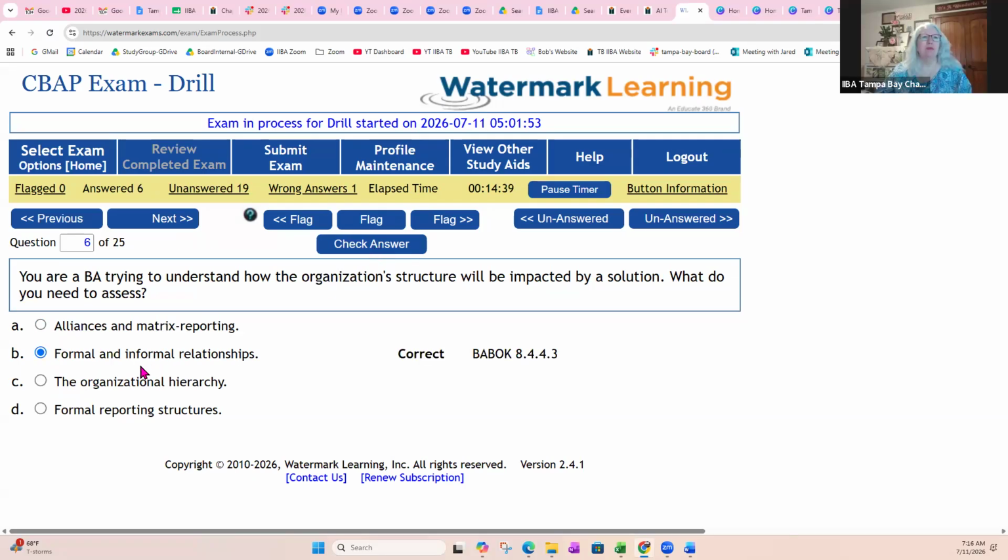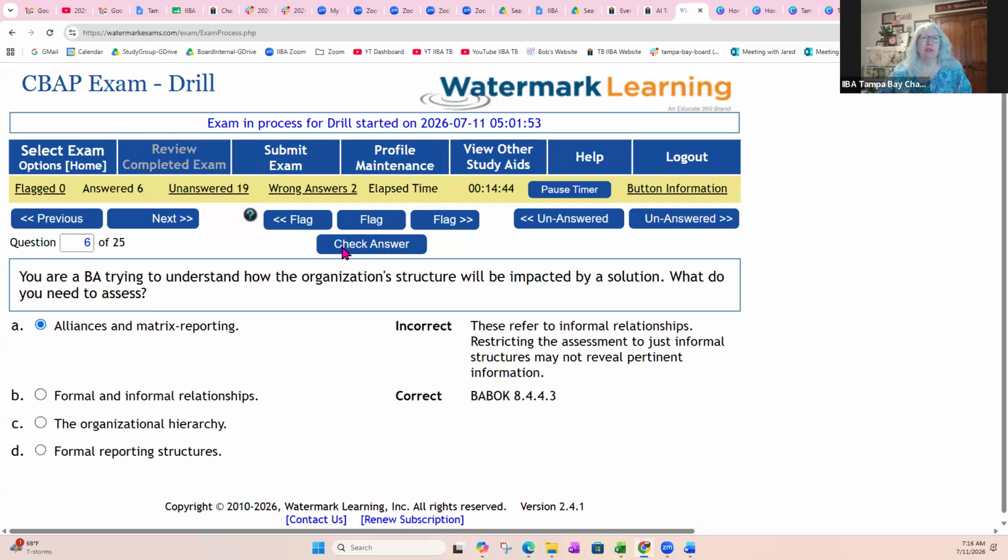Okay. It's the formal and informal relationships. The reason A is not correct is because these are only the informal relationships. It doesn't cover the formal. And whenever you're looking at how a solution is going to impact the organization structure, you've got to look at both the formal and informal. Okay.